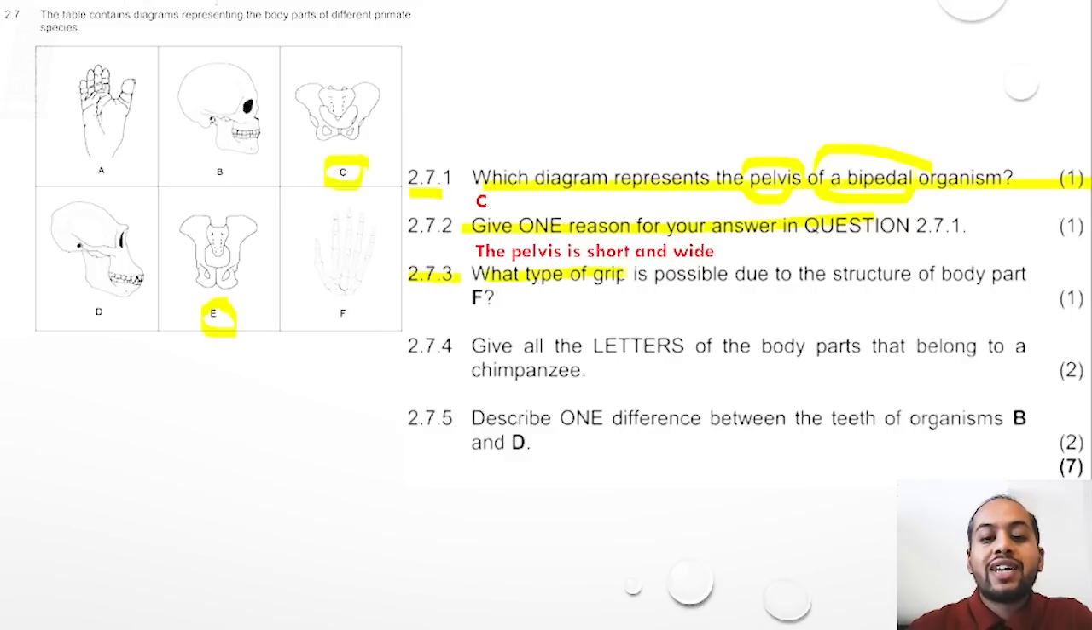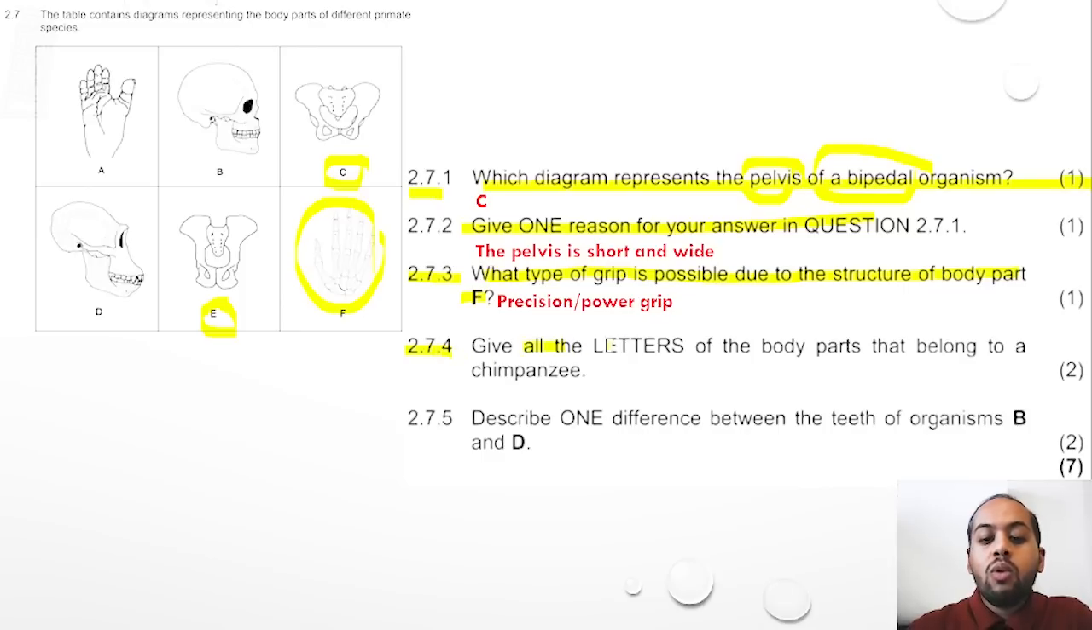2.7.3, what type of grip is possible due to the structure of body part F? So if we look at body part F, you have 5 fingers on a hand. Therefore, the type of grip, which type of grip will it be? It's going to be the precision grip, or referred to as the power grip.